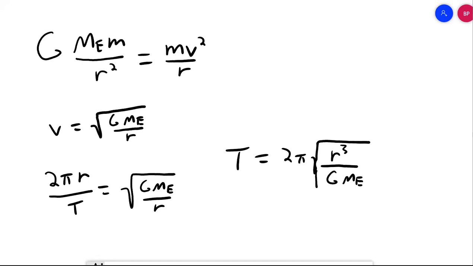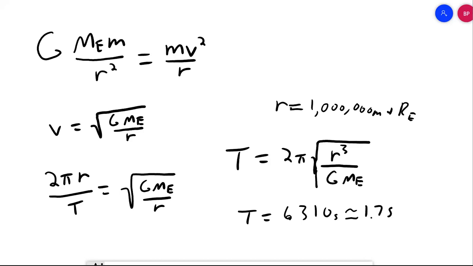And if you plug in our numbers, one thing to note, like I said, this is not just that 1,000 kilometers. This is that 1,000 kilometers, which in meters is 1,000,000 meters, plus the radius of the Earth. So I would give you this on the test. And if you plug that in here, I'd also give you the mass of the Earth, then we'll see that our period is 6,310 seconds, which is roughly 1.75 hours.